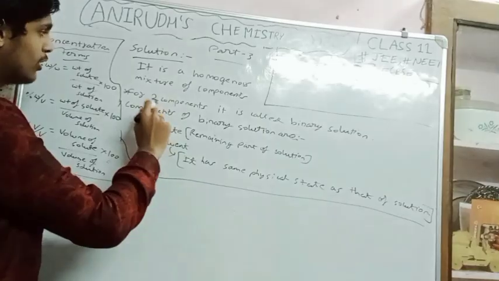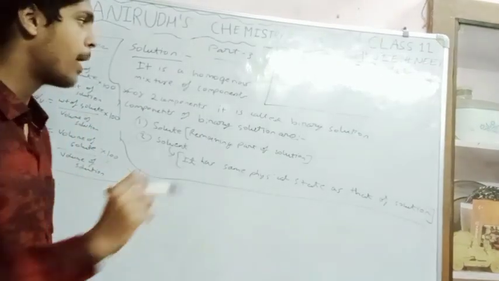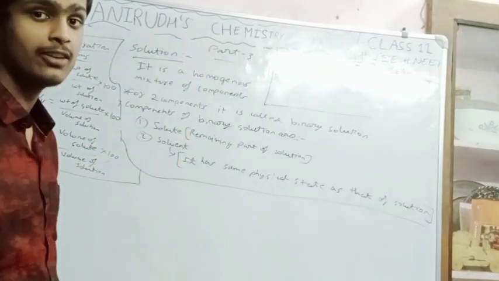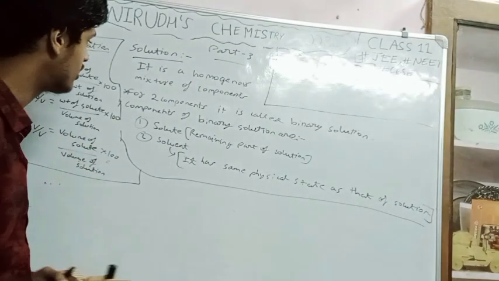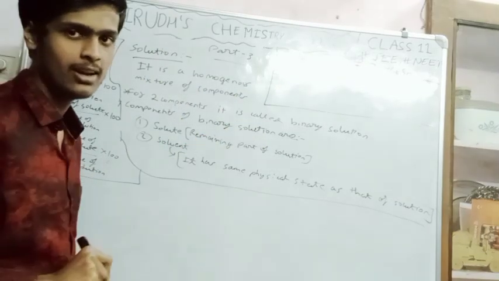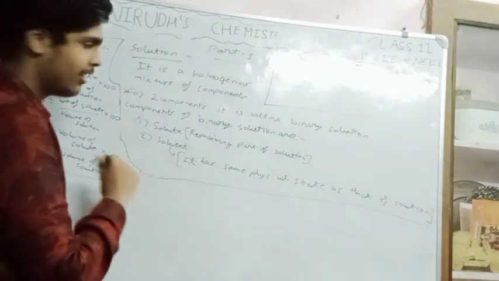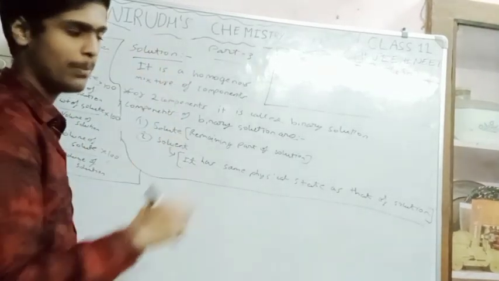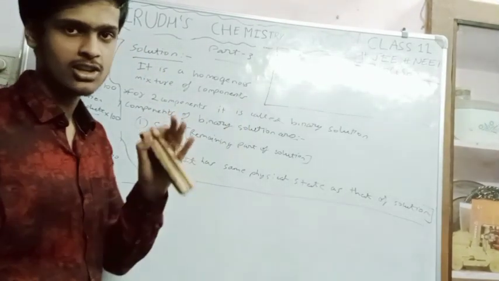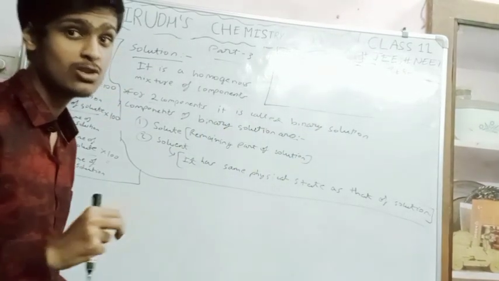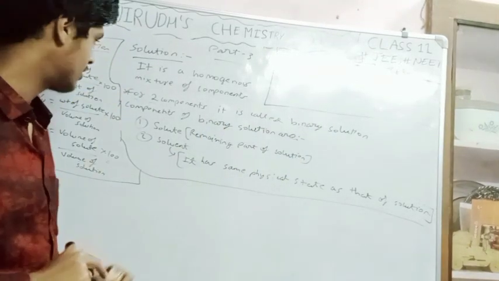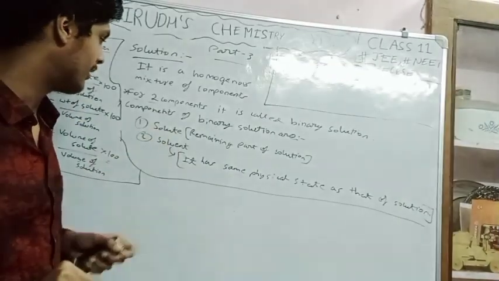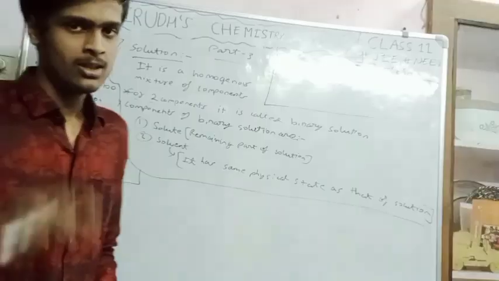If in a solution there are two components, then it is called a binary solution. If there are three components, it is called a trinary solution. If it has four components, it is a quaternary solution. Since at this level in 11th class for JEE, NEET and CBSE board exams, we have only two components, the solution is called a binary solution. This binary solution has two parts. The two components are solute and solvent. Remember one thing.